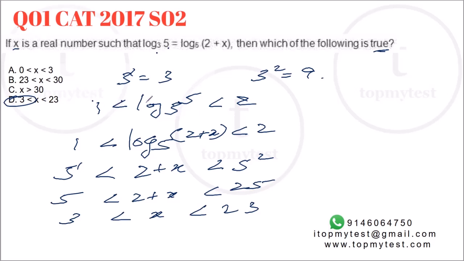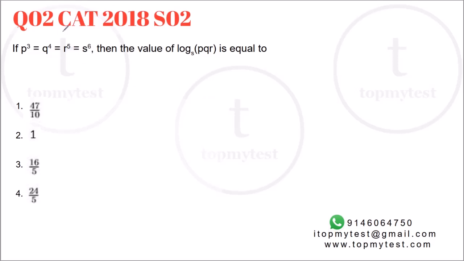It's an under 1 minute question, pretty straightforward. Let's move to the next one. Question number 2. This is from CAT 2018 slot 2. Again, people were crying about this.